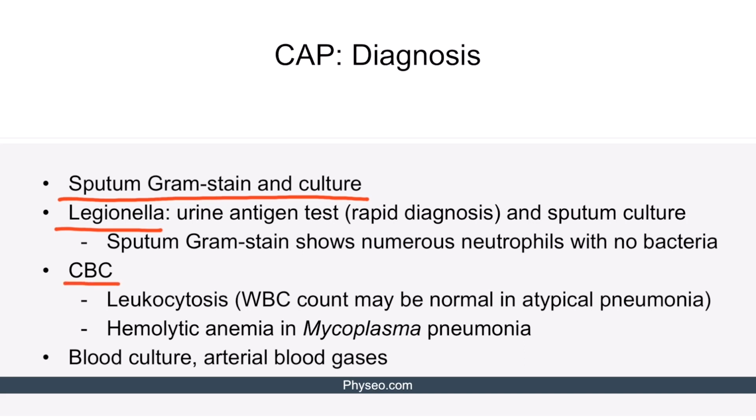In pneumonia, a complete blood count generally shows leukocytosis. However, white blood cell count may be normal in atypical pneumonia. Also, hemolytic anemia can be seen in mycoplasma pneumonia. Blood cultures are done when pneumonia is severe or when the patient is hospitalized. Arterial blood gases can also be done to evaluate respiratory function in severely sick or hospitalized patients.